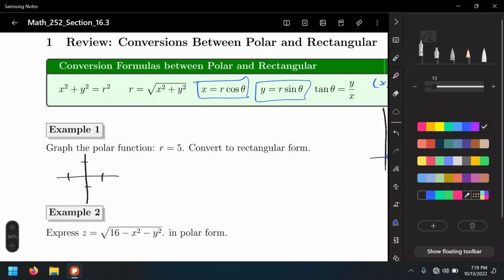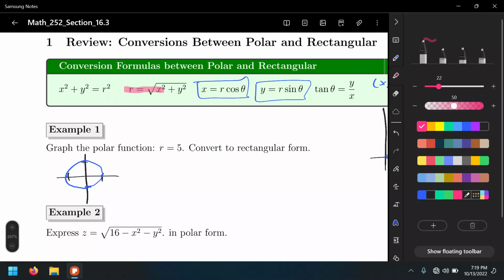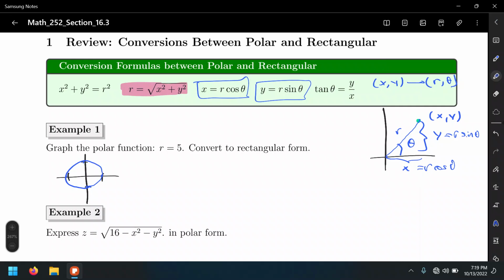In other words, we're looking for all the points that are 5 units away from the origin. And by the definition of the circle, which is all the points that are equidistant from a fixed point called the center, in this case, it's indeed a circle. And then we need to convert this equation back to rectangular form. So, what are we going to do in this case? Notice one of these relations that we use to convert between polar and Cartesian. So we're going to replace that here.